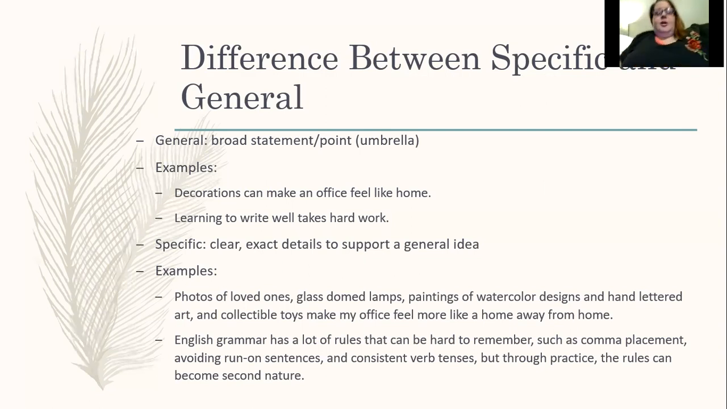General statements are broad statements and points. Basically, they're umbrella statements. They go overall and they talk about different things. They're a little bit looser and they aren't very exact. They're just used to set up a point. Something like decorations can make an office feel like home. Learning to write well takes hard work. They make a point, they're an idea, but they don't really explain that idea. They just introduce it.